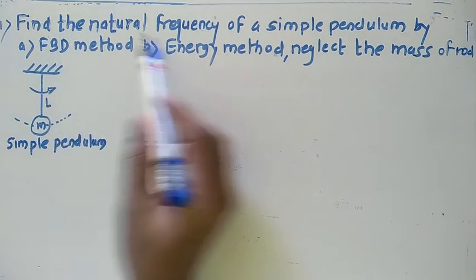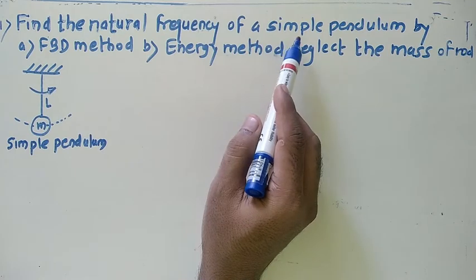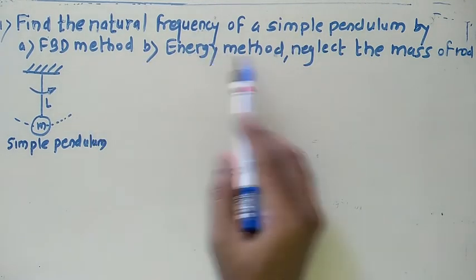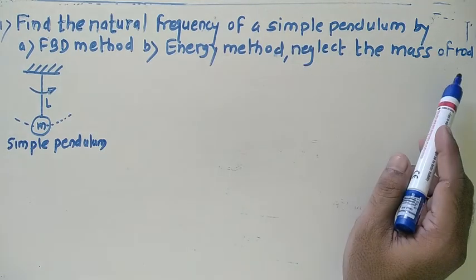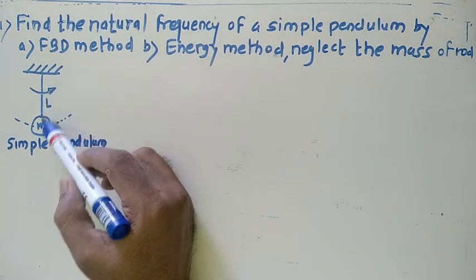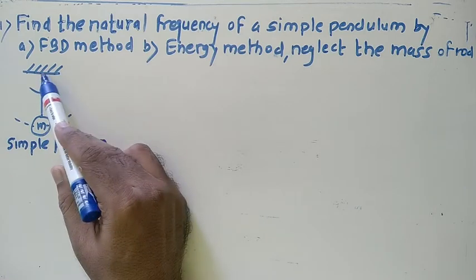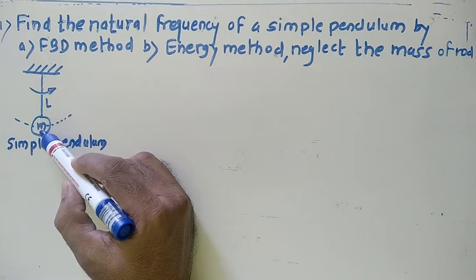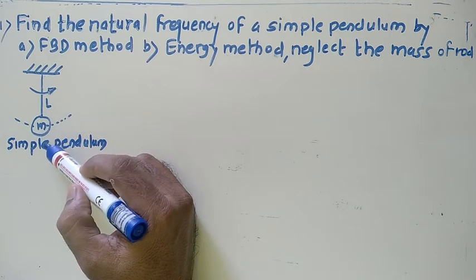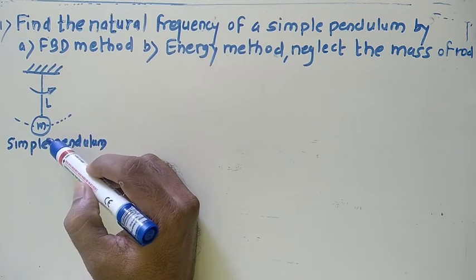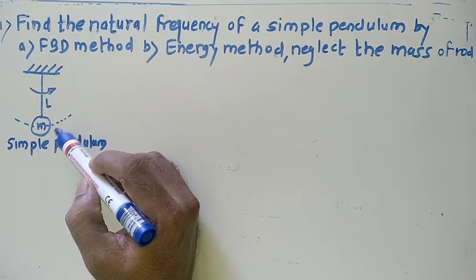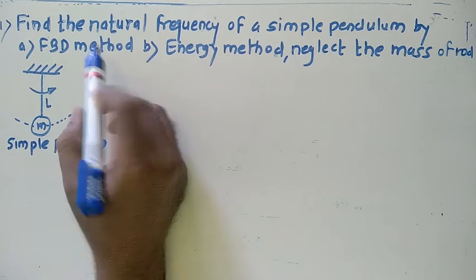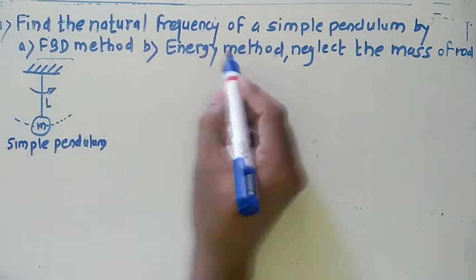Find the natural frequency of a simple pendulum by free body diagram method and energy method. Neglect the mass of the rod. So the simple pendulum is given like this. The length of the string is L, and the mass of this heavy bob is M. This is the case of a simple pendulum. Our target is to get the natural frequency for the same.